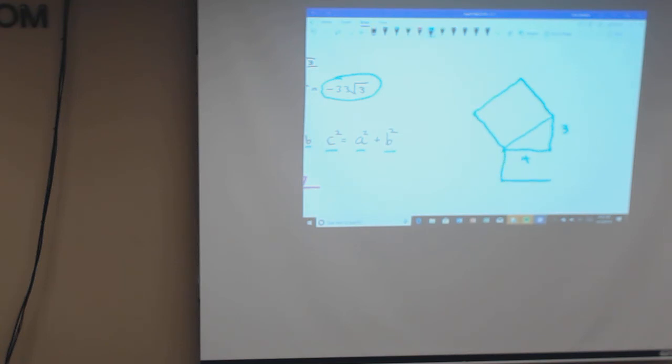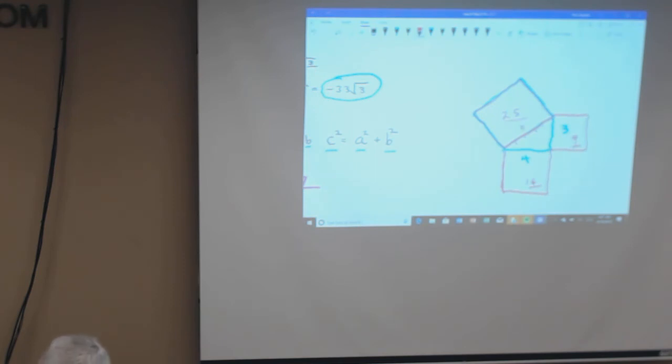Oh, change to red here. Let's go to red. Make this out here. 1, 2, 3, 4. Let's erase that piece. 1, 2, 3, 4. And 1, 2, 3. 4 squared is 16. 3 squared is 9. And if you took a ruler and measured, this would be 5. 1, 2, 3, 4, 5. And 5 squared is 25.